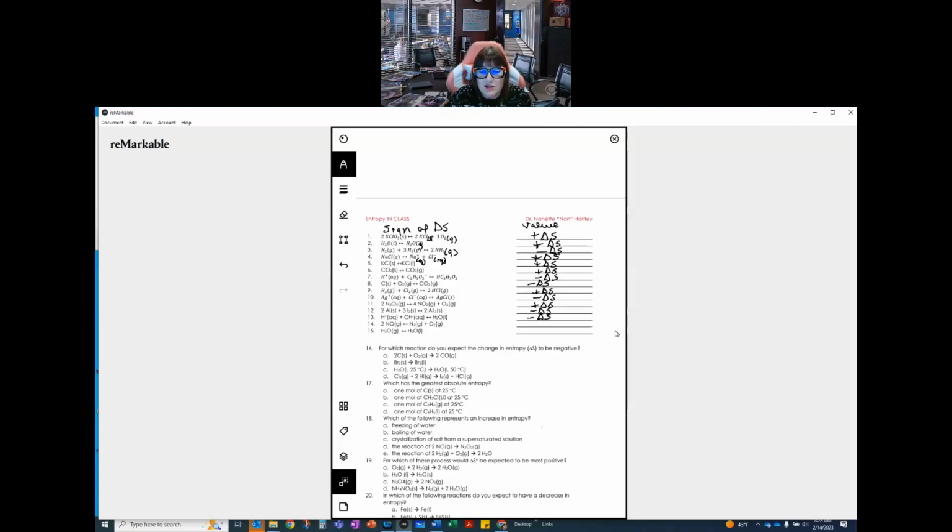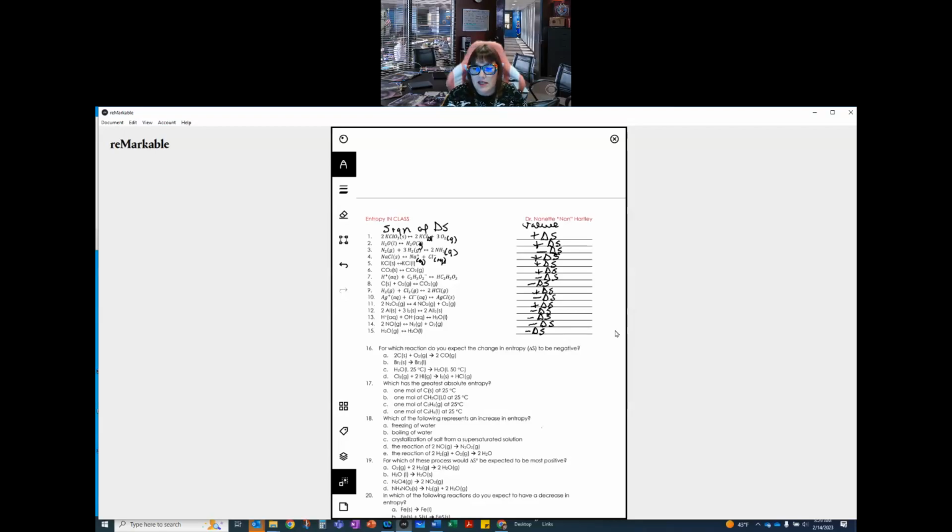2 NO gas going to N2 plus O2. So no net change in number of moles of molecules. We're going from a more complex to a simpler one. I would expect that to be negative delta S. And then H2O gas to H2O liquid, going from gas to liquid, that is going to be more order, so that's going to be a negative delta S.